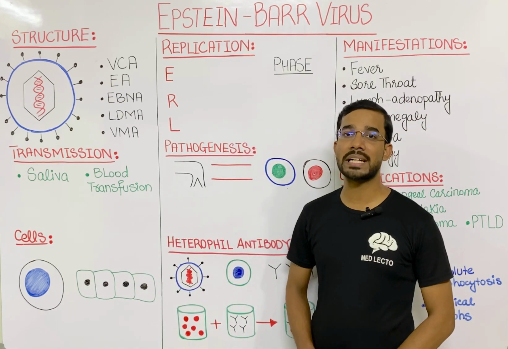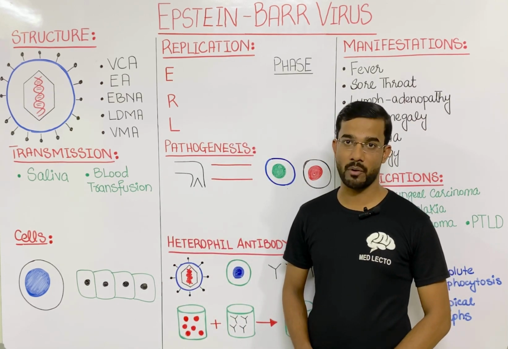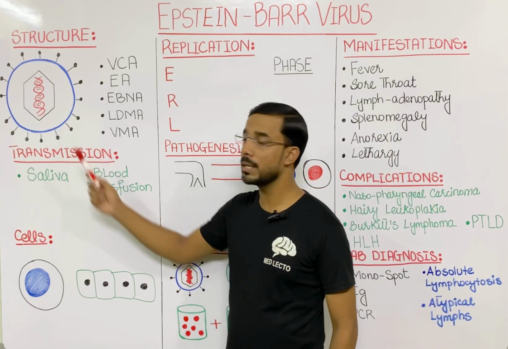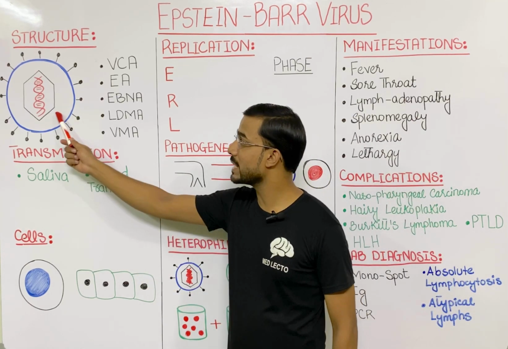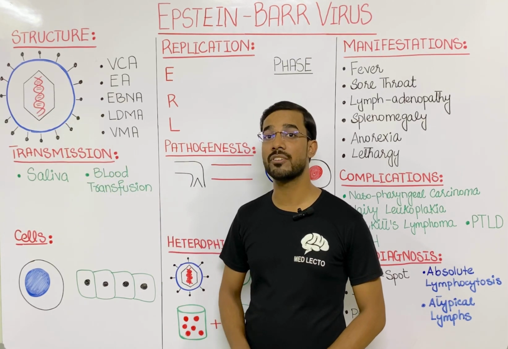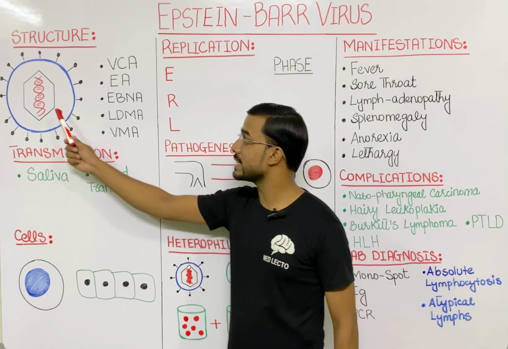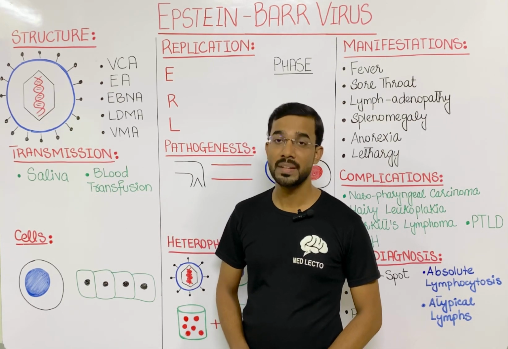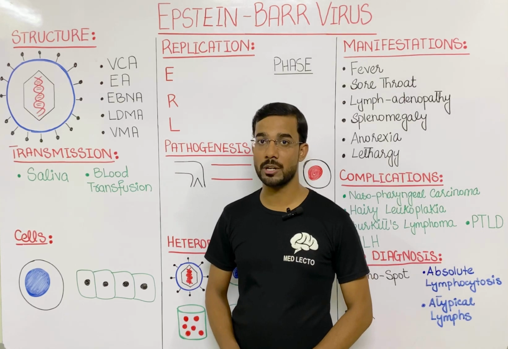First of all, we will look at the structure of the Epstein-Barr virus. It is an enveloped virus. Outside, you will see the presence of the envelope, and inside there is a capsid that is made up of protein and is icosahedral in shape. Inside there is the genomic material, a double-stranded DNA molecule. That is the general structure of the Epstein-Barr virus.